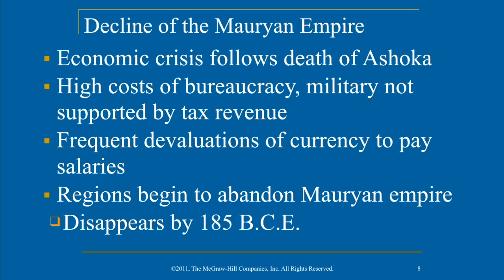Now, under the new leaders of the Mauryan Empire, this high cost of bureaucracy is not able to channel a lot of the money towards the military through tax revenue. And so these military become very distraught over not being paid, basically. And in an effort to try and pay the people of the time, they devalue the currency to pay salaries.